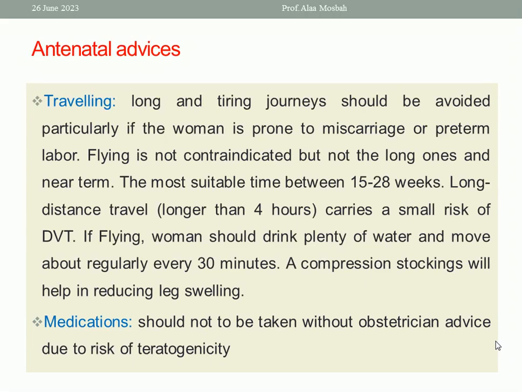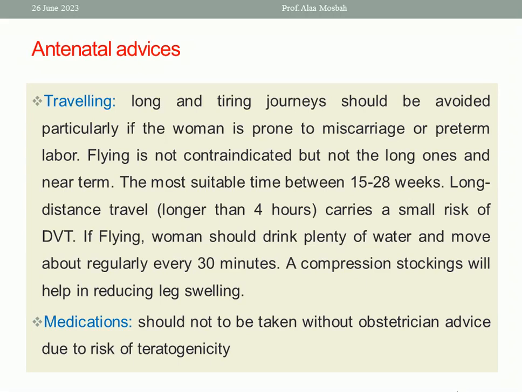Some airlines prohibit or prevent flying in the last months, or she needs a letter from the doctor who does the care, because they are afraid that labor may happen during flying.